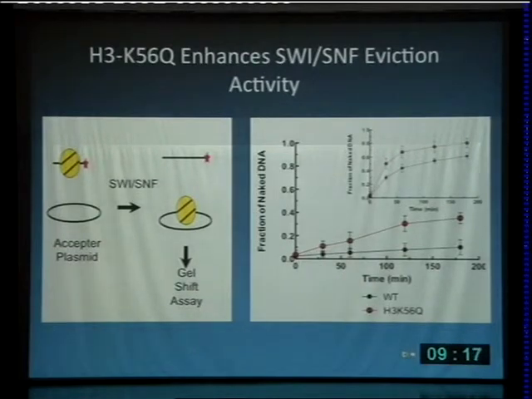but doesn't really explain this kind of novel requirement for both H2AZ and K56 acetylation, because Jerry Workman's lab has shown that, in fact, H2AZ incorporation actually inhibits remodeling by SWI/SNF and RSC. So those enzymes don't really like H2AZ. So this explains at least part of the data, but doesn't explain why you need H2AZ for this enhanced turnover.